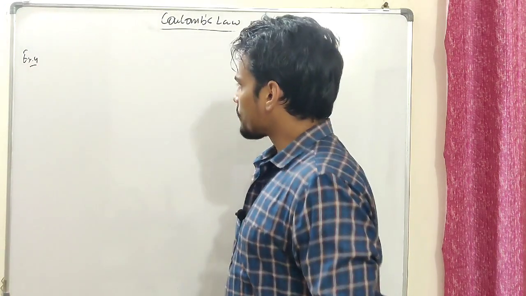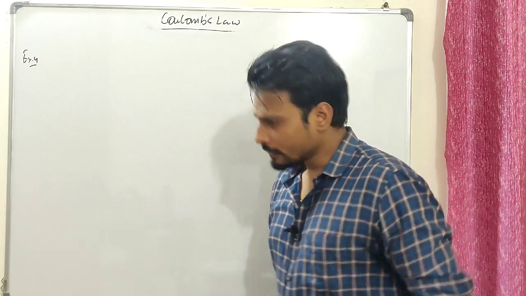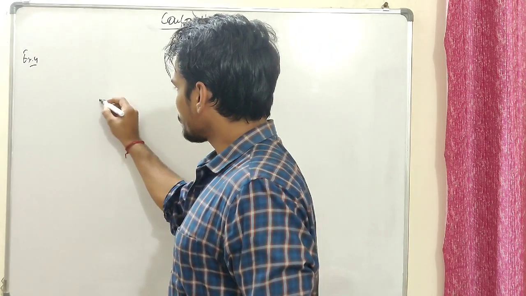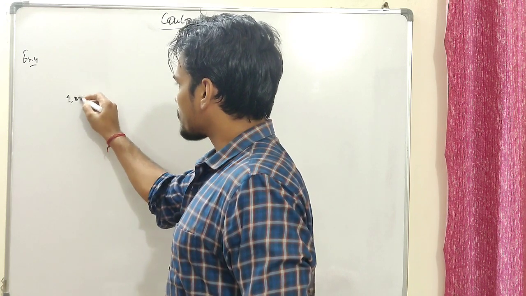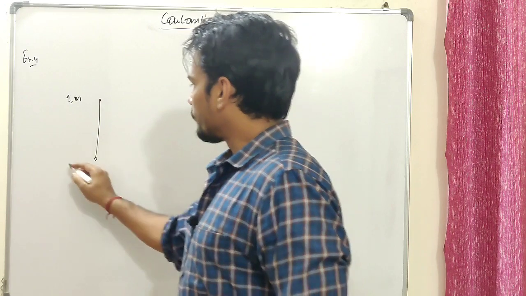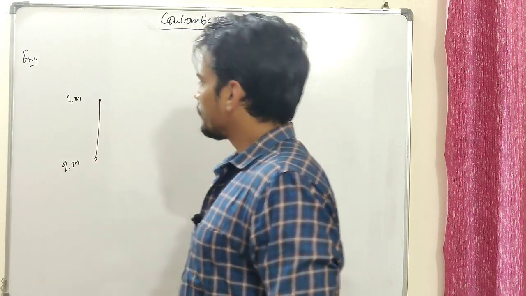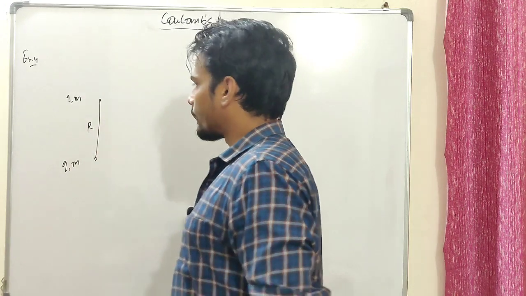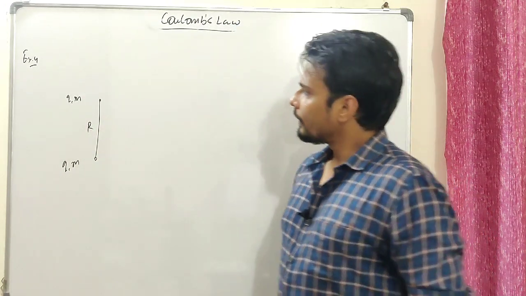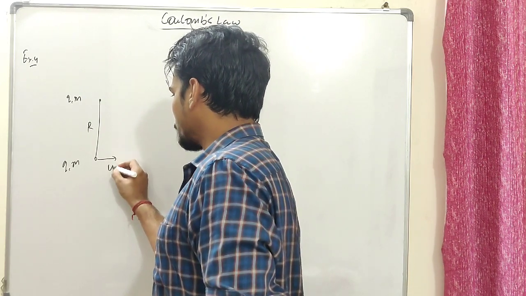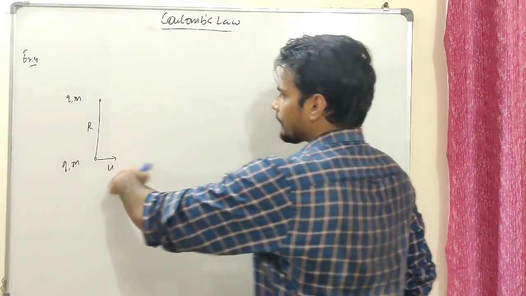So I'm sure you guys have done class 11th properly. Let's say I have a charge over here of Q with mass M, and another charge over here of the same Q and mass M, hanging with a string of length R. Now I just need to provide some velocity U to this charge so that it completes a vertical circular motion.